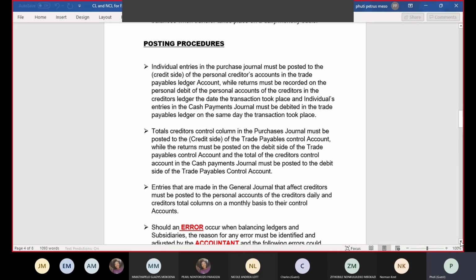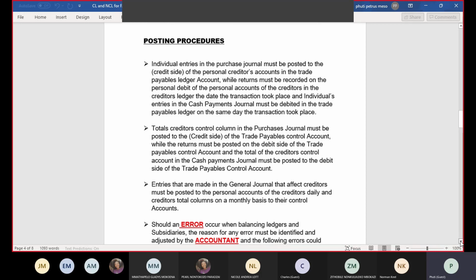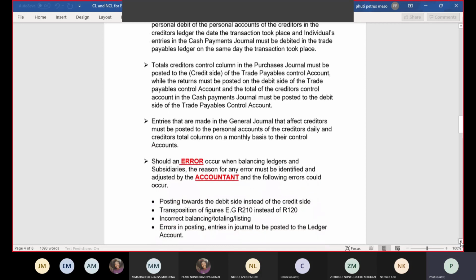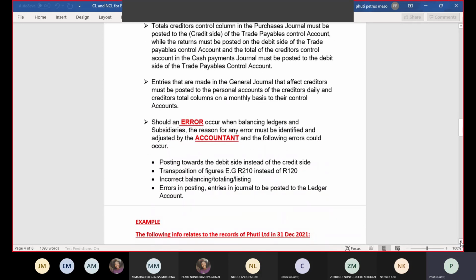Entries that are made in the general journal that affect the creditors must be posted to the personal account of the creditors daily, and the creditors total column on a monthly basis to their control account. That's actually under your general journal. Should an error occur when balancing the ledger in subsidiaries, the reason for any errors must be identified and adjusted by the accountant, and the following errors could occur.